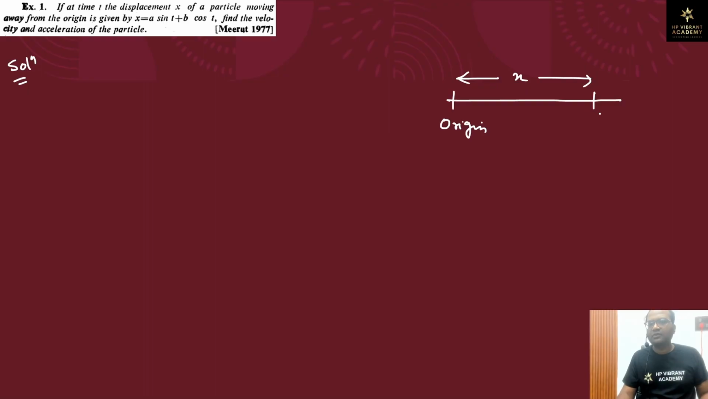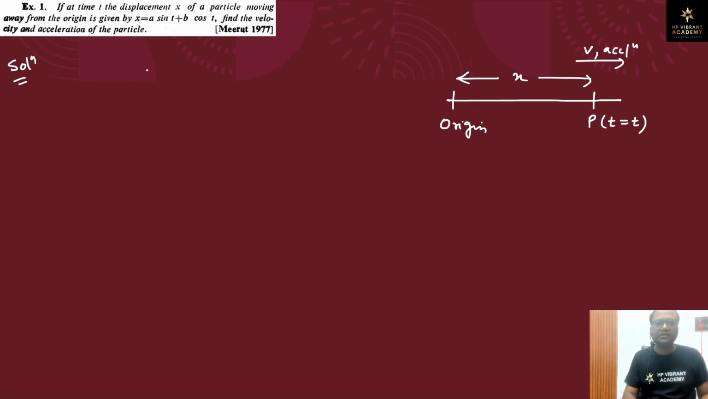So let us discuss question number 1. If at any time t the displacement x of a particle moving away from the origin is given by, so let us consider O as origin, and the distance of that point from the origin is x. The distance of this particle at any time t. So P at t is equal to t. The position is at a distance of x from the origin. So at this point P, we have to find the velocity and acceleration.